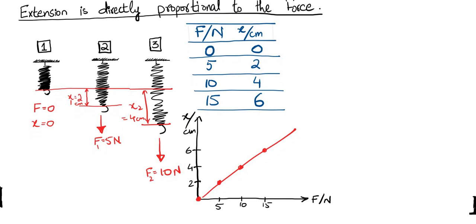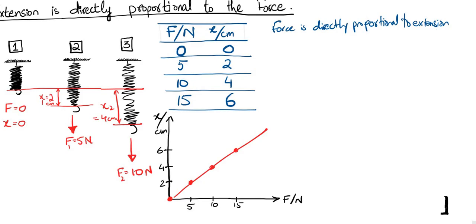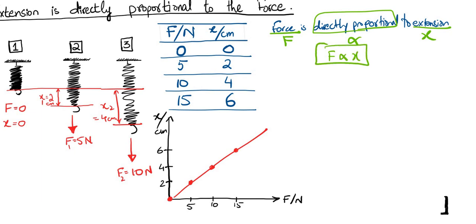We can say that force is directly proportional to extension, right? इसको सिंबल्स में हम लिख सकते हैं. F for force, X for extension, और डायरेक्टली प्रोपोर्शनल का सिंबल ये अल्फा साइन होगा. So this says force is directly proportional to X.